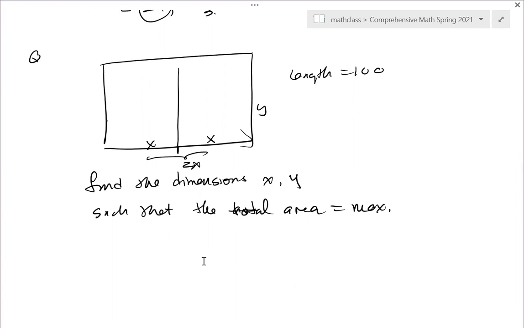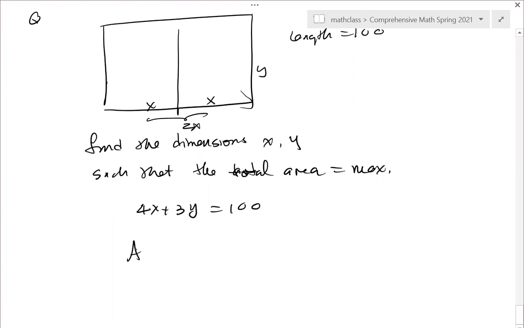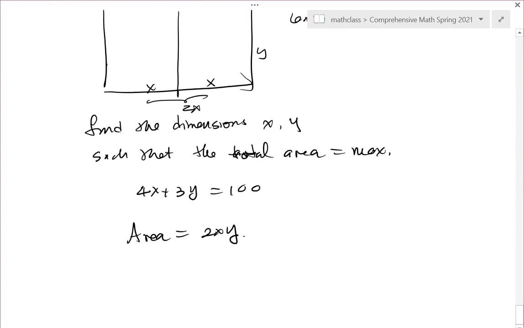Okay, step 1, you still have the equation for the pyramid. You have 4x plus 3y equal to 100. So the area is going to be 2 times x. So we want to find the maximum area.